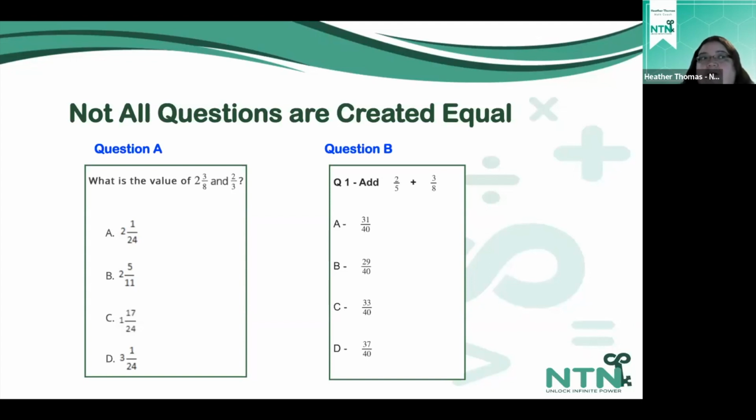And even if they aren't able to solve the problem, we don't really know whether it was a random guess or if there's a specific type of error students are making, because there's no intentionality behind the distractors and the misconceptions that we're putting in front of students.